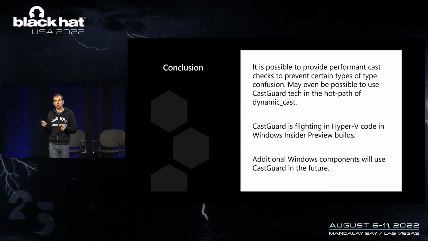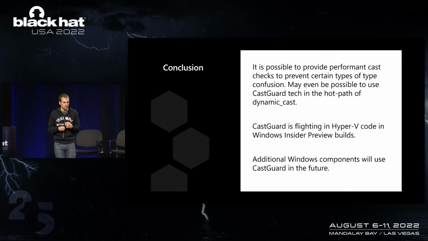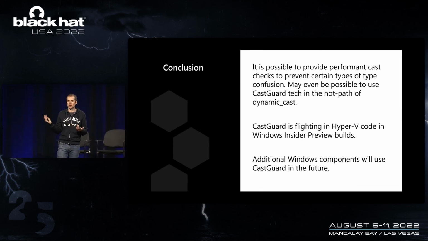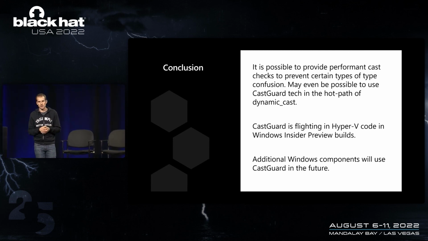For people that are interested, Hyper-V is currently flighting in the Windows Insider Preview builds with CastGuard enabled. It is currently enabled in what we call telemetry mode, so it won't actually fast-fail the process. It just logs telemetry for us. But CastGuard is such a compatible technology that we actually have had 0 telemetry mode failures with it, and so we have switched it on to enforcement mode. That hasn't reached the flighting yet. And we are working on rolling this out to additional Windows components in the future, and so you can keep your eyes open if you're interested in it. Hyper-V was the first one, but there will be more to come.